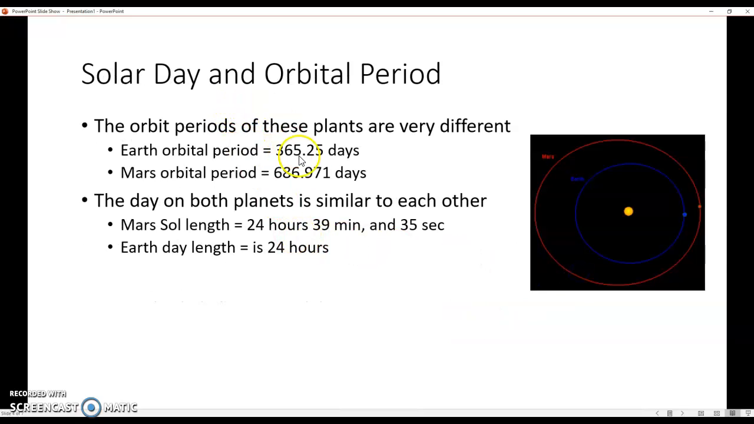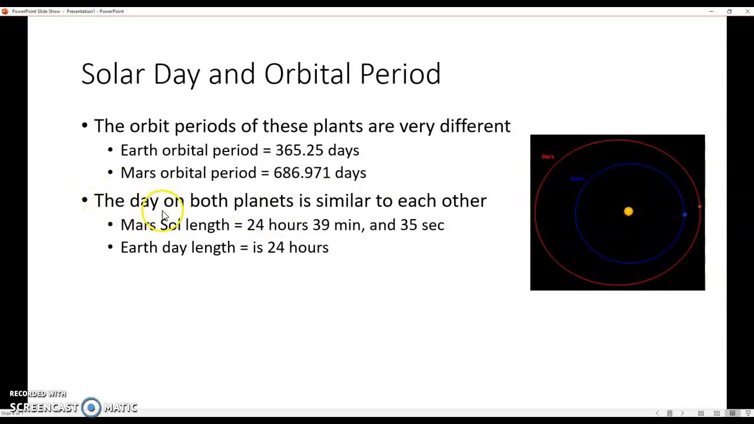Solar day and orbital period. The orbital periods of these planets are very different. Earth's orbital period is 365.25 days, while Mars's orbit is almost twice as long as that, with 686.971 days. And if you look at the diagram to the right, it shows you that Mars' orbit loops around a lot farther out into space than Earth's does.